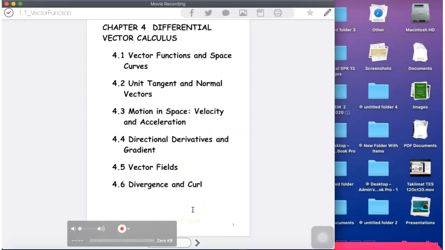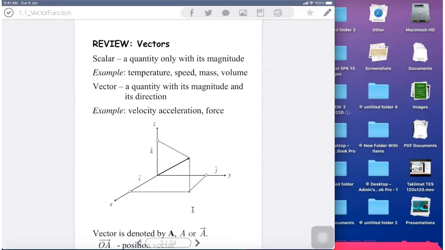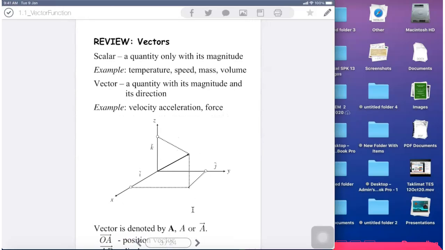Okay, so this one is some review. I don't think I will explain this in detail because I'm sure that you have learned this, but maybe you have forgotten. So it is good for you to read it yourself, and if you don't remember, then just google and review it yourself. I mean, make some revision on vectors.